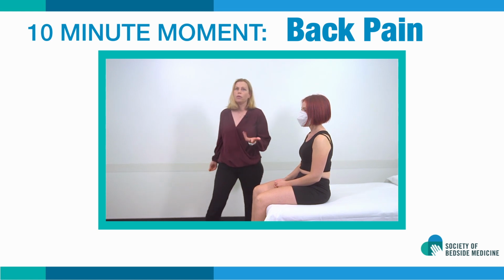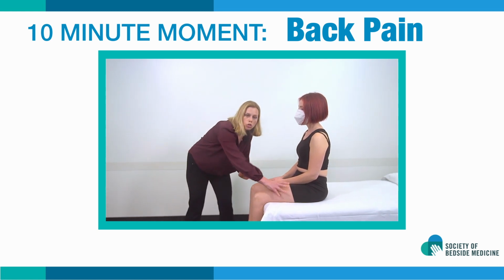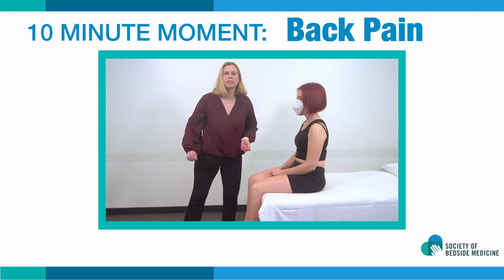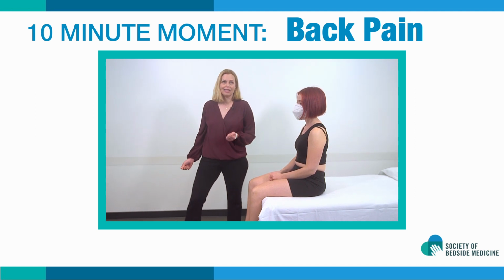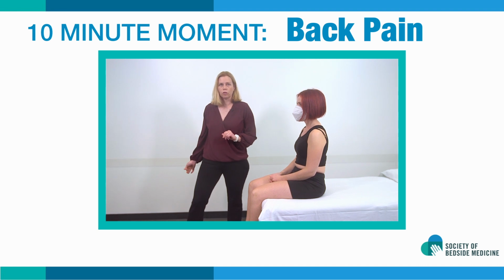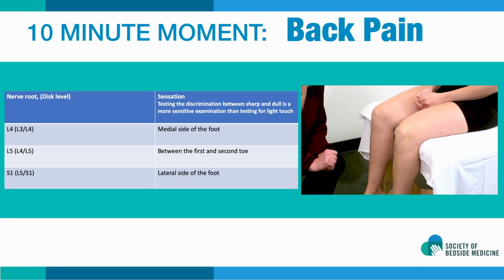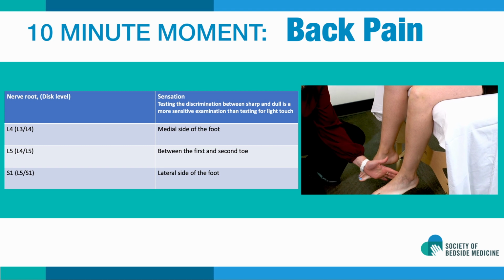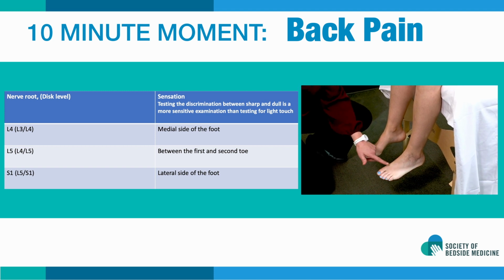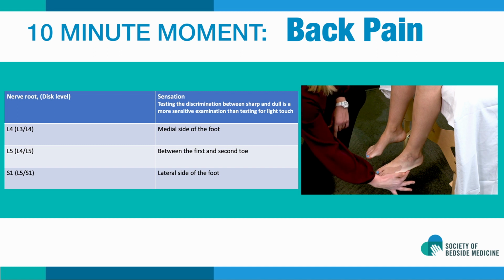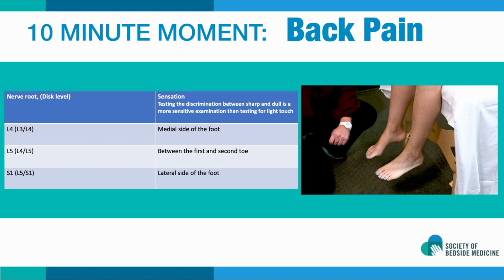And I often see my learners broadly stroke the leg and say, "Can you feel this?" This is neither very sensitive nor specific. It is much better to really check for the dermatomes. The L3, L4 level is on the medial side of the foot. The L4, L5 level is right at the web space between the first and the second toe. And the L5, S1 level is on the lateral side of the foot. Always make sure that your learner compares both sides.